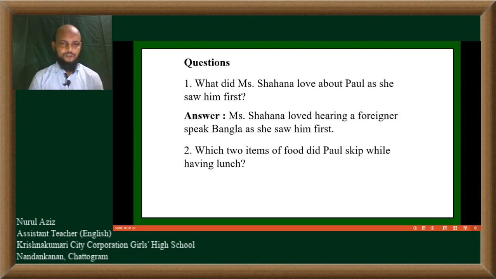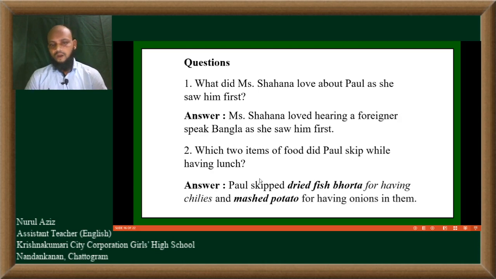And now question 2. Which two items of food did Paul skip while having lunch? So let's see the answer. Paul skipped dried fish bhatta for having chilies in it, and mashed potato for having onions in them. So these two food items he skipped. That means he avoided these two food items.